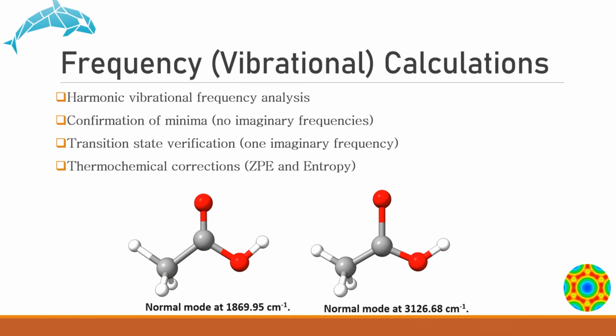Second, we will do the frequency calculation. So we can get harmonic vibrational frequency analysis, confirming a minimum with no imaginary frequencies. For transition state verification, we need to get one imaginary frequency, that means a negative frequency. We can also get thermochemical corrections such as zero point energy, entropy and enthalpy, and everything we can get from this vibrational frequency calculation. I will also teach you this in upcoming videos.